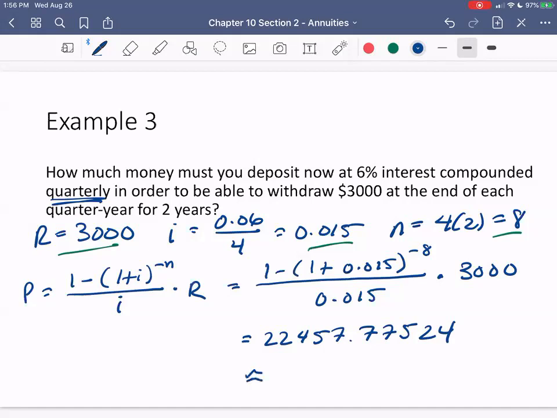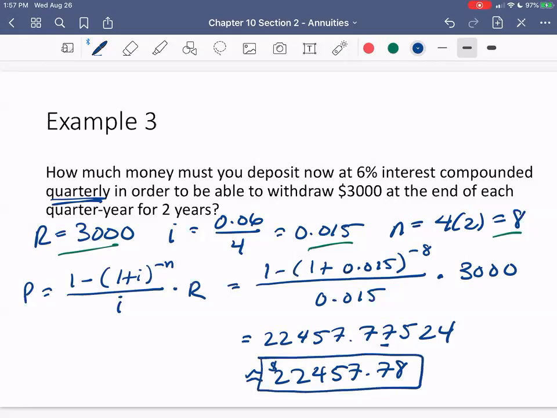And then when we round it, because we round to the nearest penny, it's $22,457.78. That is what you need to deposit if you want to withdraw $3,000 at the end of every quarter year. So every 3 months, you're going to withdraw $3,000 for 2 years.